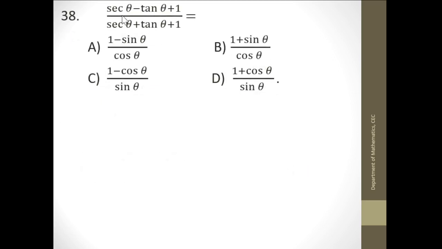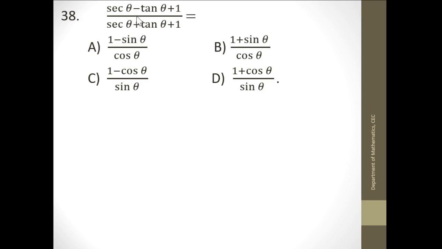I told you already, secant theta minus tan theta plus 1. 1 is nothing but secant square minus tan square theta. This only in the numerator. Replace 1 by secant theta minus tan theta into secant theta plus tan theta. Then you take secant theta minus tan theta from the numerator outside. 1 plus secant theta plus tan theta. Denominator you cancel. Finally it becomes secant theta minus tan theta.